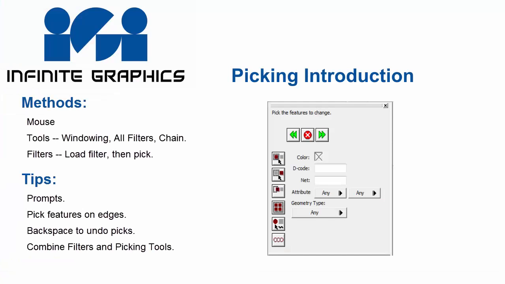You've just seen many picking options, so let's review. You can pick with the mouse or use tools for windowing, picking all, filtering, and chain picking. And you can load filters by selecting characteristics or simply picking a feature with the desired characteristics. So as you work with the editor, keep these basic tips in mind. Prompts tell you what to do, pick features on their edges, backspace to undo a pick, and combine filters with other picking tools to limit the features you pick.